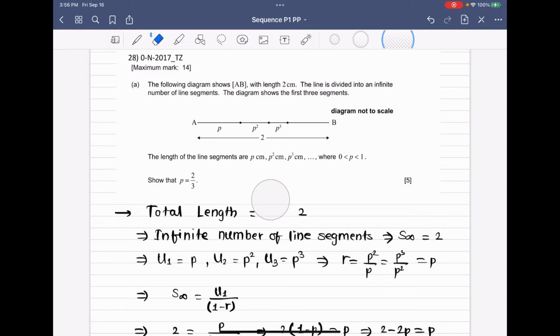Total length, that means total length sum is equal to 2. It's infinite because they said clearly it's infinite. So for an infinite number of line segments, S infinity is 2. I know U1 is P, U2 is P square, U3 is P cube, and every time P is lying between 0 and 1. So the ratio P square over P or P cube over P is still P.